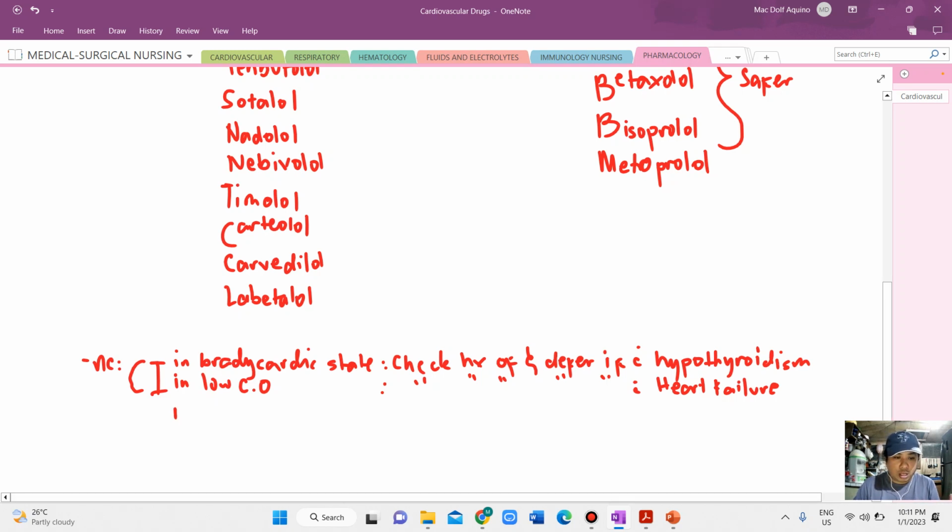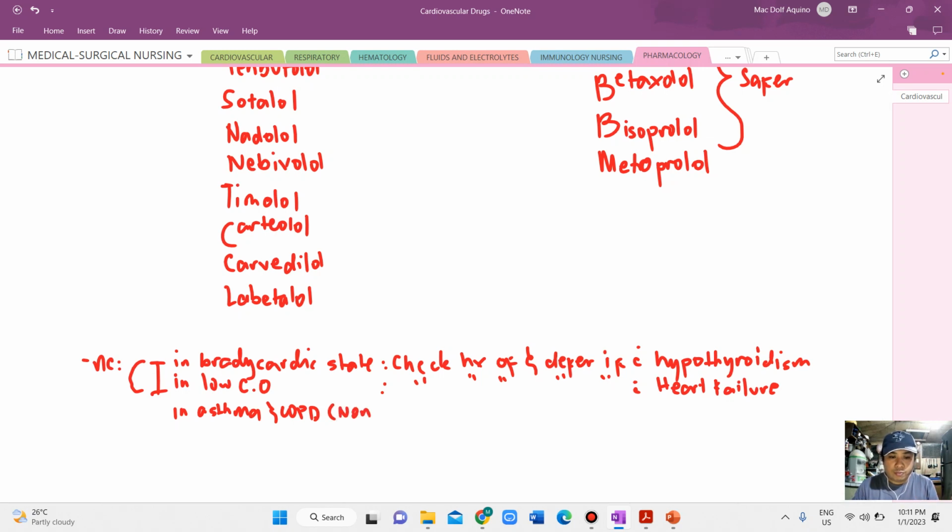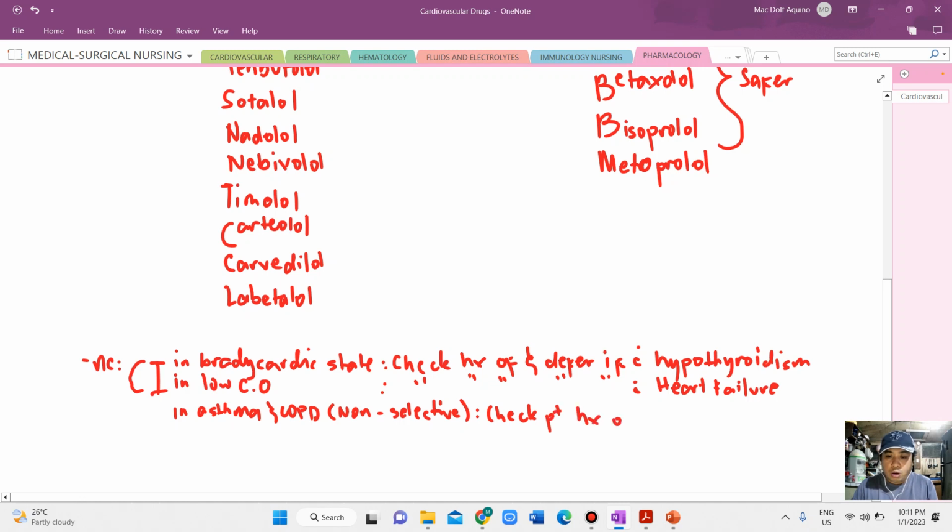Next, this is also contraindicated in a person with asthma and of course COPD. This third contraindication refers to your non-selective. Remember, your non-selective does not choose. It has bronchoconstriction, so do not give it to a person with asthma or COPD because the patient will have more difficulty breathing. Before you give the non-selective, you need to check your patient's history of asthma or COPD. You will ask, ma'am, sir, do you have asthma or COPD before giving the drug?